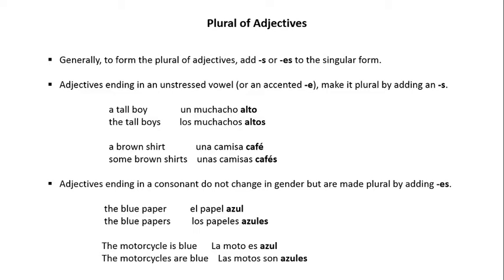Now, a brown shirt is una camisa café. Note the accent over the E. In the plural, some brown shirts, unas camisas cafés. We retain the accent over the E and add s.